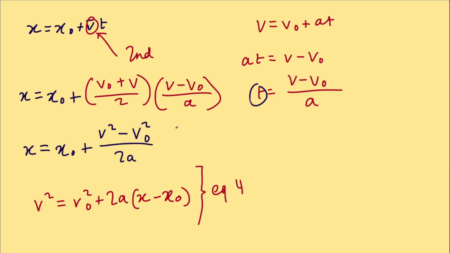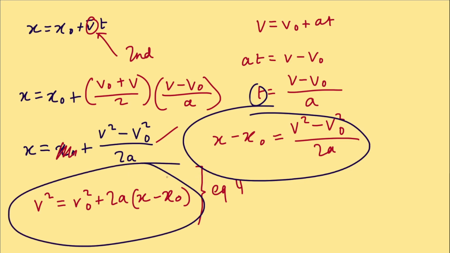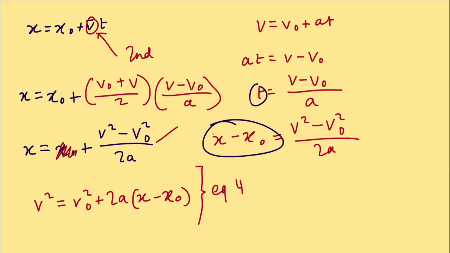Now really quickly, take a look at this equation. Let's subtract x0 from both sides. This becomes x minus x0 equals (velocity squared minus v0 squared) over 2a. This right here is a variation of this equation. However, it finds displacement instead of velocity.